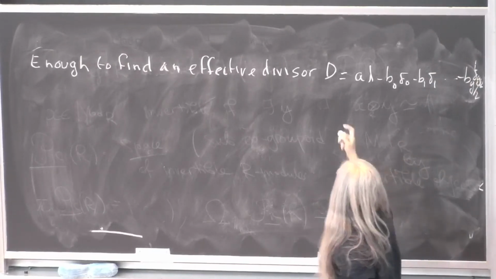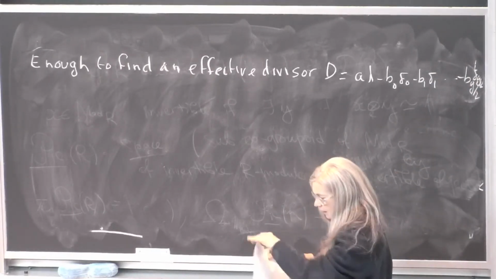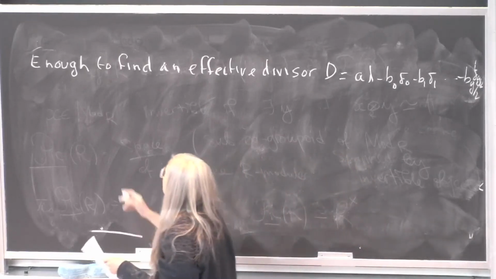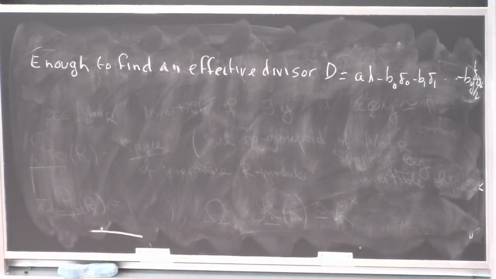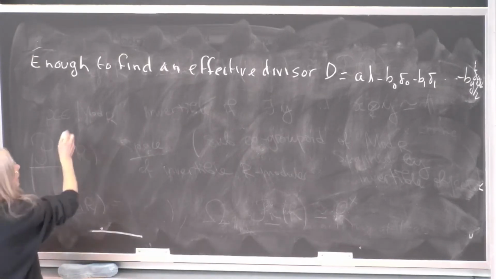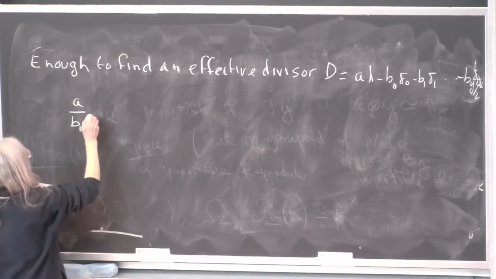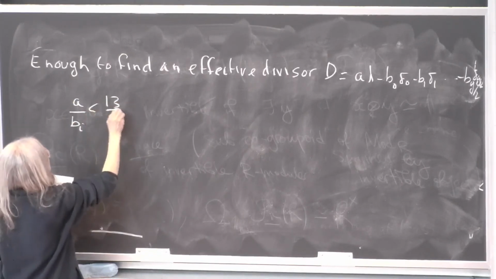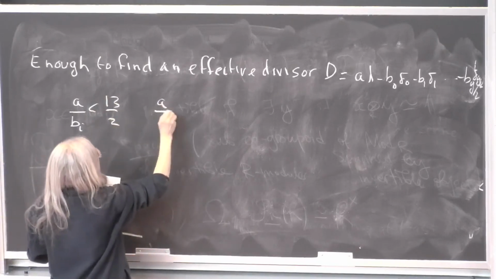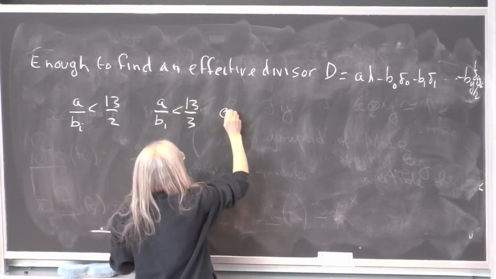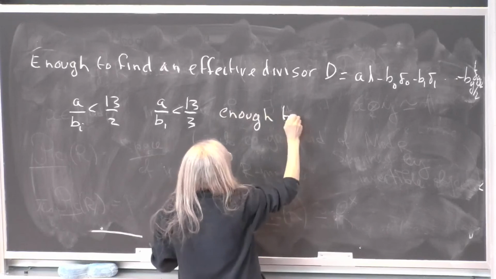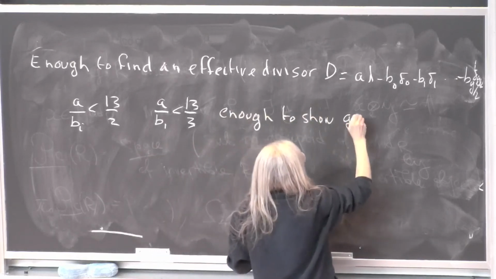And you need to have the coefficients satisfy some relations. And I think the relations you need are something like that a over b, let me see, I have them written here, has to be at most 13 over 2. So you need a over b_i to be less than 13 over 2, and a over b_1 to be less than 13 over 3. And that is enough to show general type.